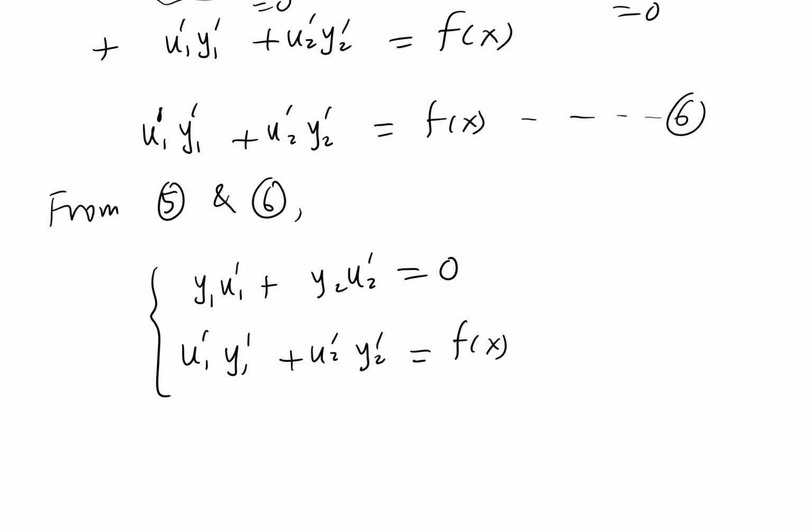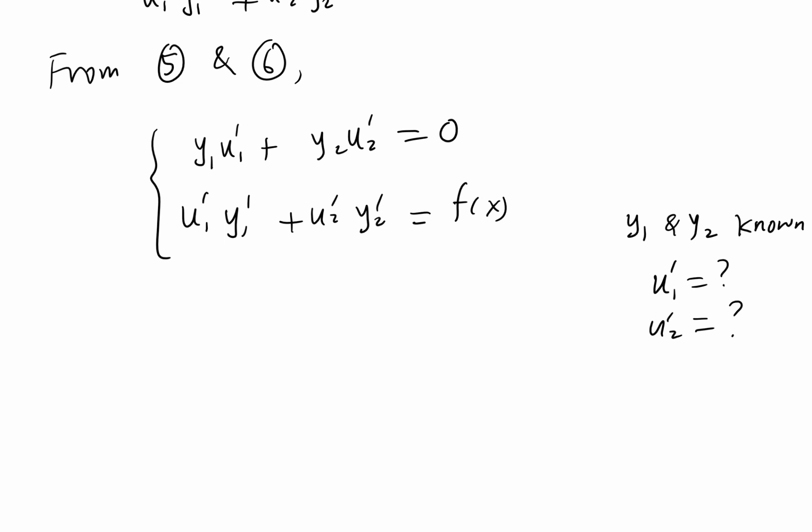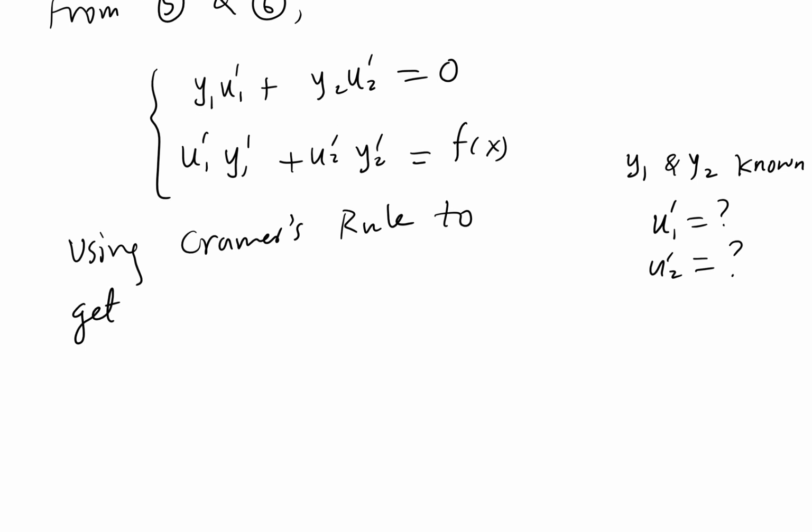Here we have y1 and y2 known to us. The question is, what are u1 prime and u2 prime, the variations of parameters? To do that, we can solve this system of equations using Cramer's rule. You can review what that is. I'm not going to show the steps for Cramer's rule, but you can review it and see it's not difficult to find u1 prime to be w1 over w, and u2 prime is w2 over w.